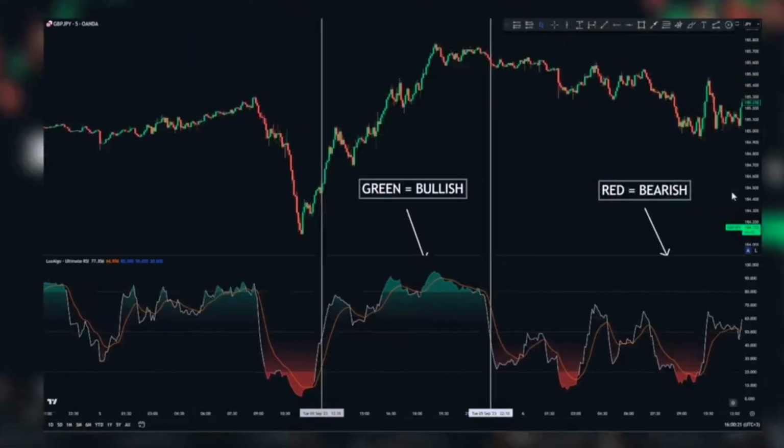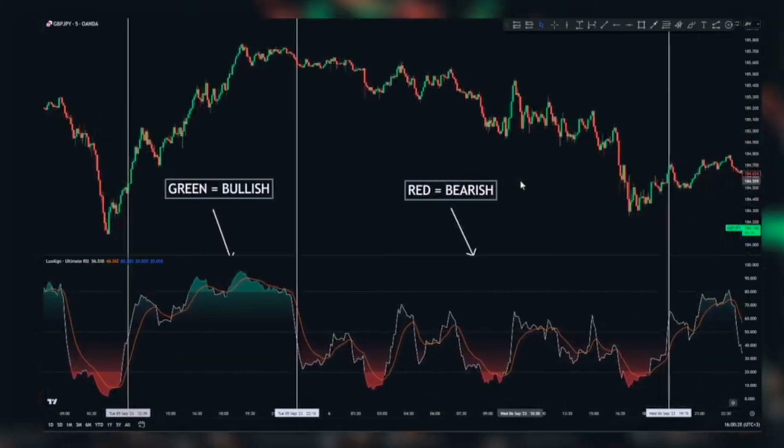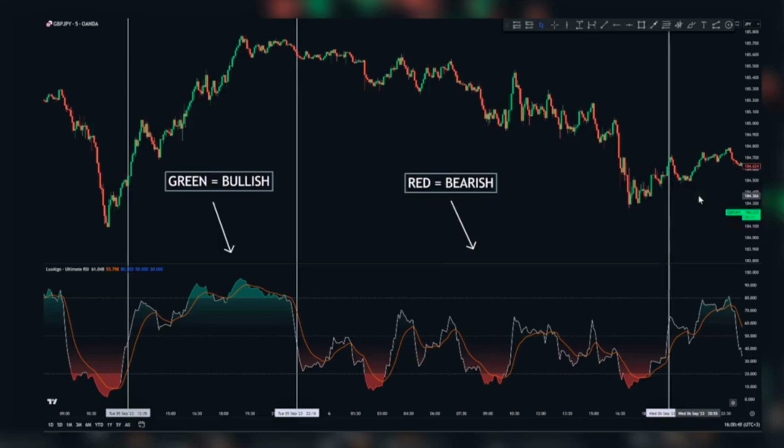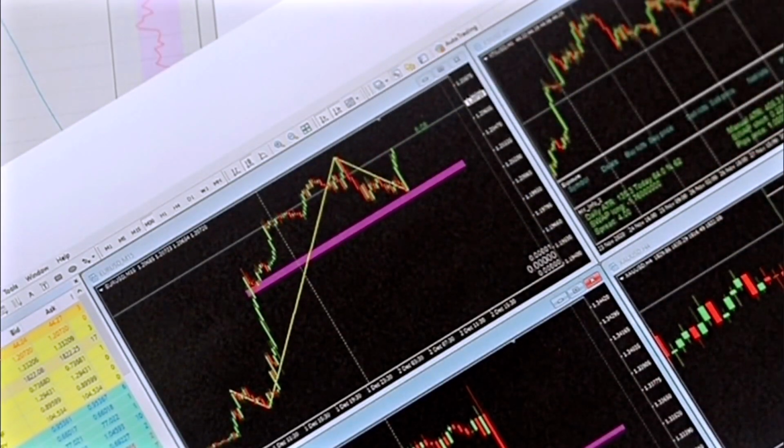Unlike the traditional RSI, which is mainly used to spot overbought and oversold conditions, this version is optimized for trend trading. It's designed to follow market momentum rather than going against it, making it a much more reliable tool for identifying strong trends. This indicator consists of a few key components.